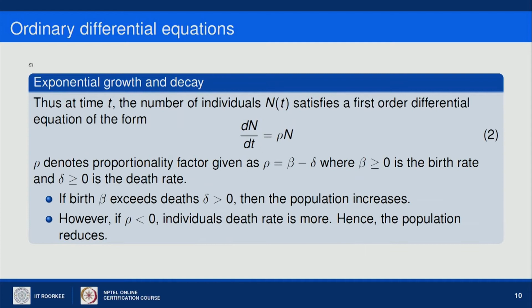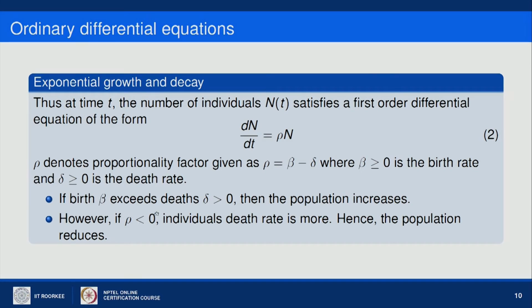So, for example, if we assume that at any time t the number of persons or number of people is n(t), which satisfies a first order differential equation of the form dn over dt equals rho n. Here rho denotes a proportionality factor given as beta minus delta, where beta is a non-negative number giving the birth rate, while delta, again a non-negative number, is the death rate.